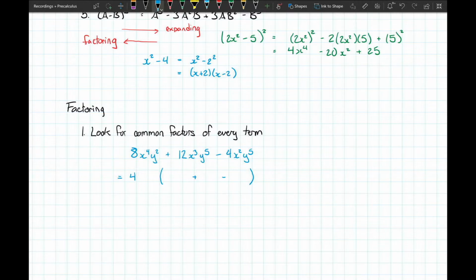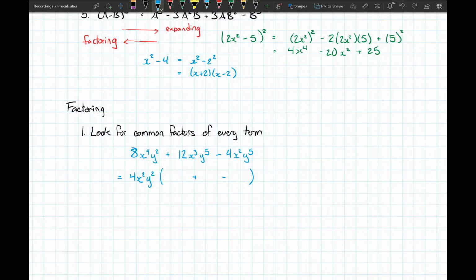All right, now looking at the next factor in each term, we have several factors of x. Now, x to the 4 is 4 factors of x. The next term has 3 factors of x, and the third term has 2 factors of x. And we can only factor out 2 factors of x. So that means x squared. Looking at the y's, if you just look at the exponents now, we have y squared, y to the 5, and y to the 5. So looking at the lowest power of y is y squared, and that would be as many factors of y as we can see common amongst all 3 terms.